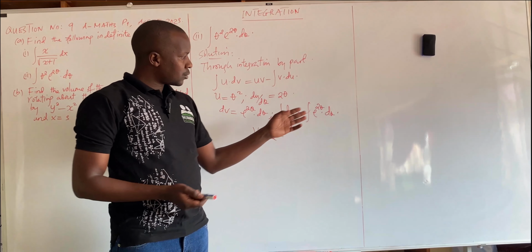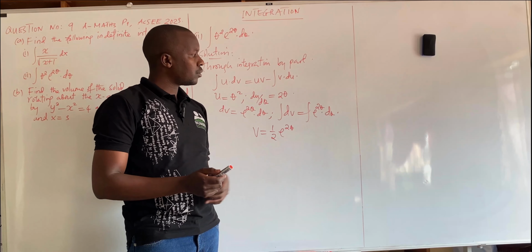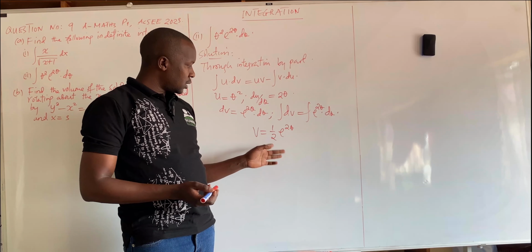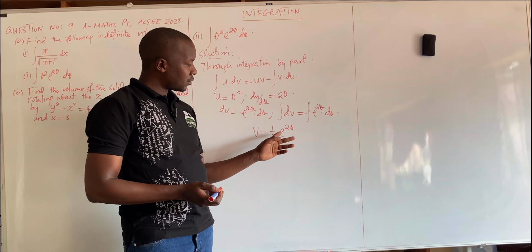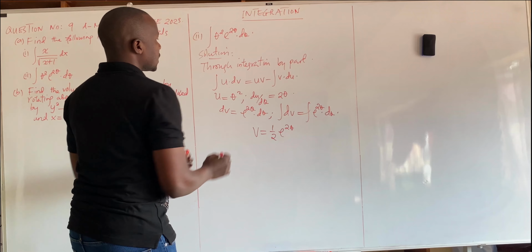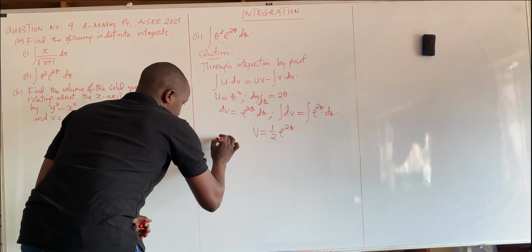But you can apply substitution. You can just let maybe p equals to 2 theta, then you can perform this substitution calculation. But at the end of the day, you'll end up getting v equals to a half e raised to 2 theta. Now from there, we go back to the integration by parts. Now we can say this, which is that.